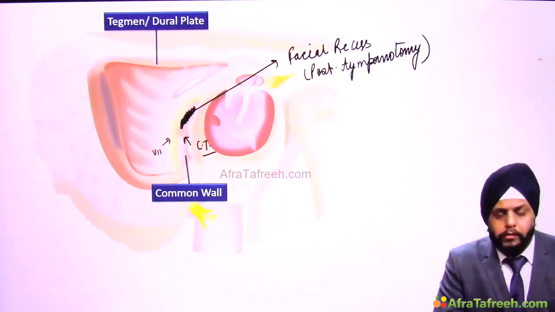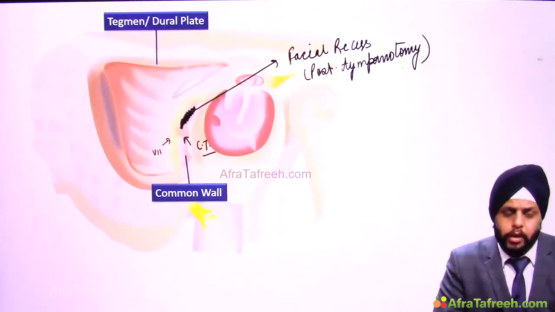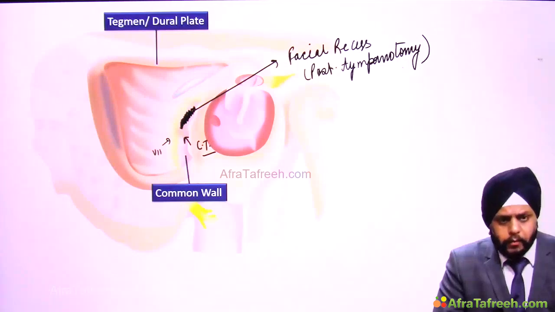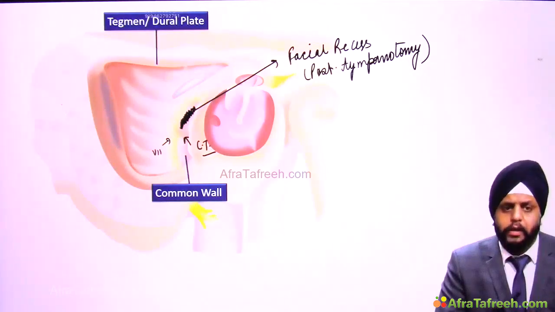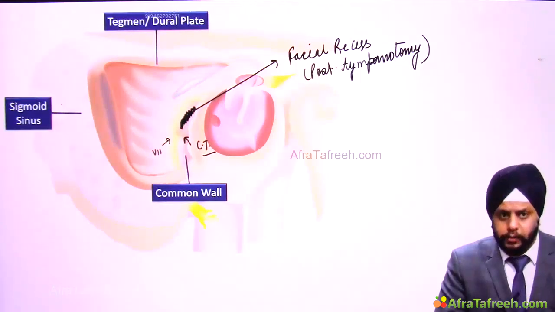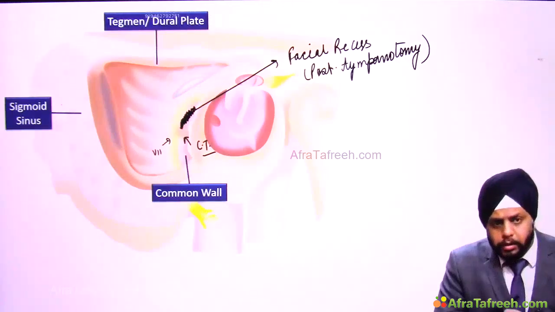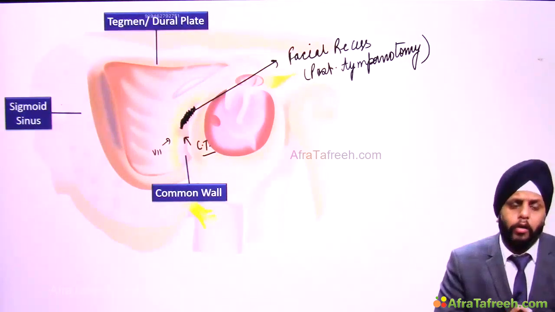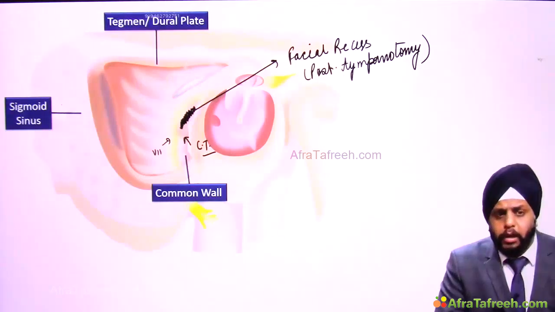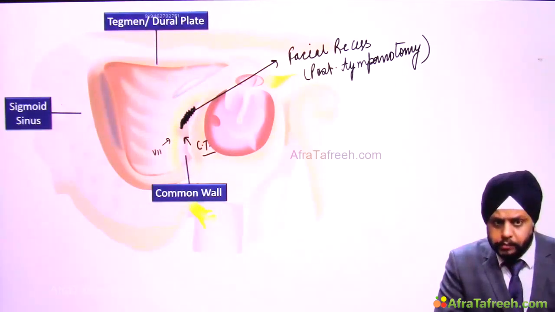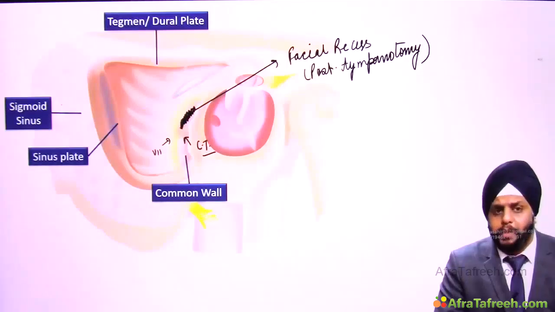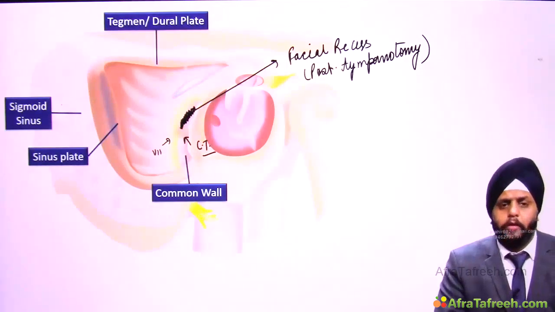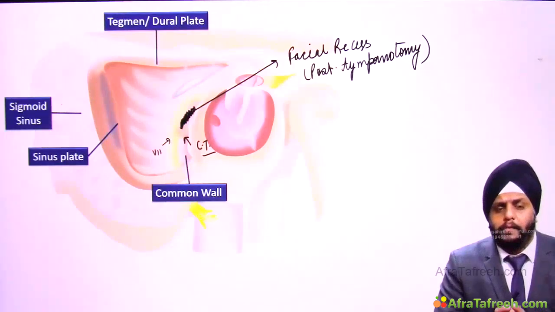Okay. Now, just behind the posterior wall of the mastoid, you can see a blue color structure. That is a dural venous sinus. Which sinus? This is the sigmoid sinus. That means the posterior wall of the mastoid, that bony wall, is covering the sigmoid sinus. So this plate of bone is known as sinus plate.